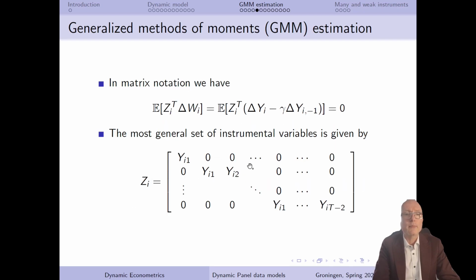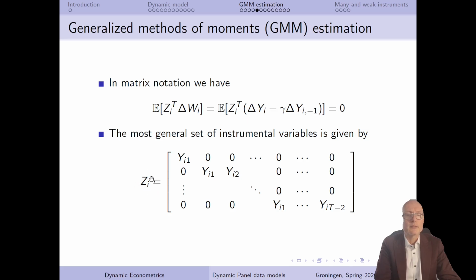It's better to write this in a matrix notation, and that implies that what we're going to get is the mean of zi transposed, where z is still to be defined, matrix multiplied with delta wi. Also, I'm going to say what delta wi is going to be. That's equal to the mean of, well, zi transposed another time multiplied by delta yi minus gamma delta yi minus 1. Also, this is all still to be defined. That must be equal to 0.